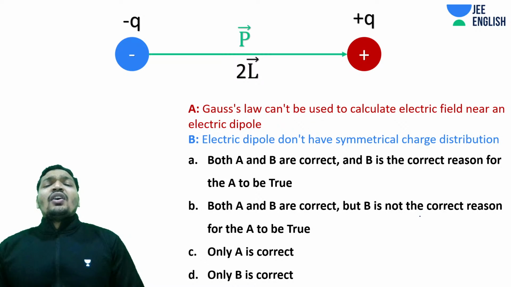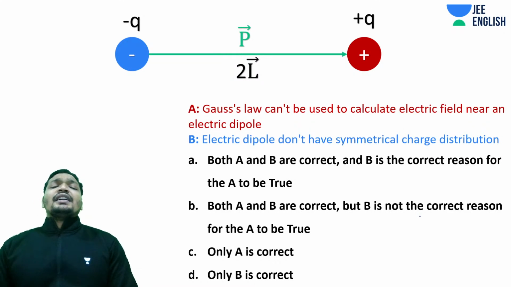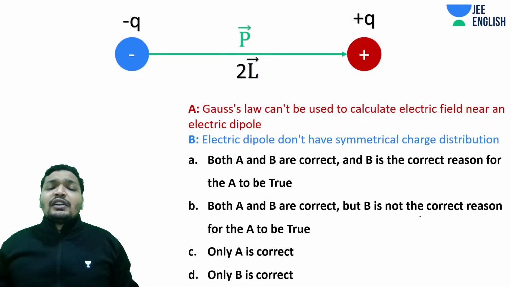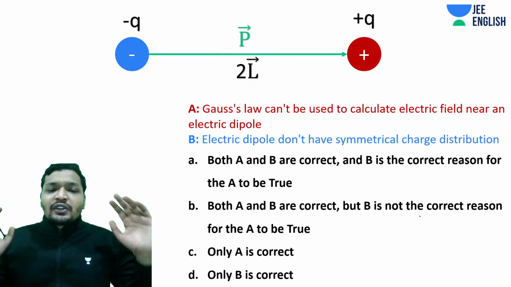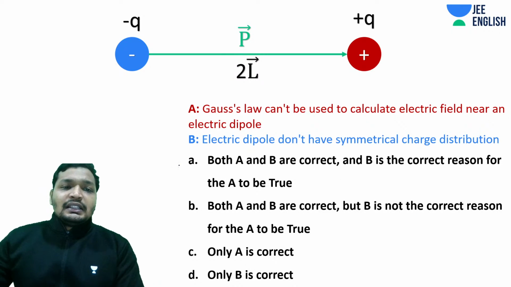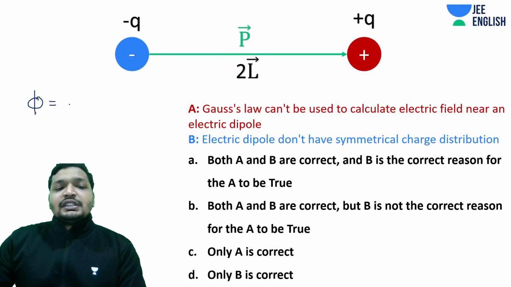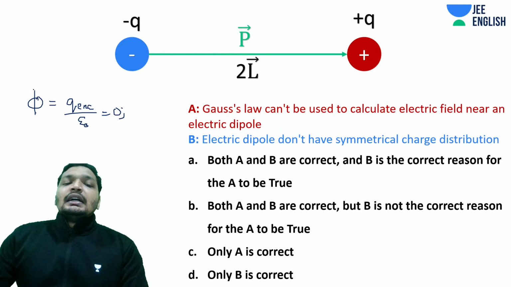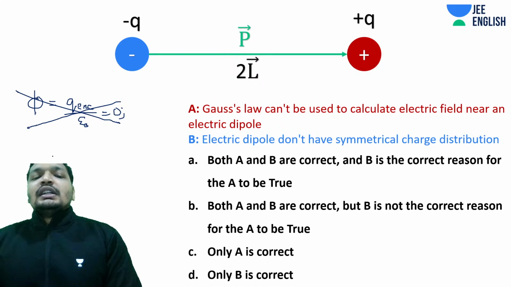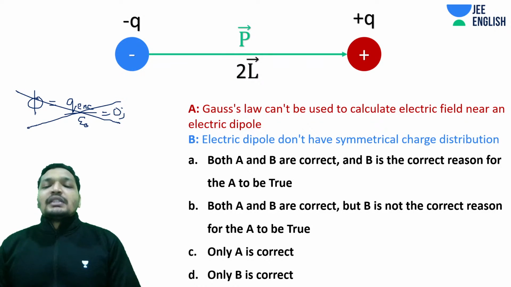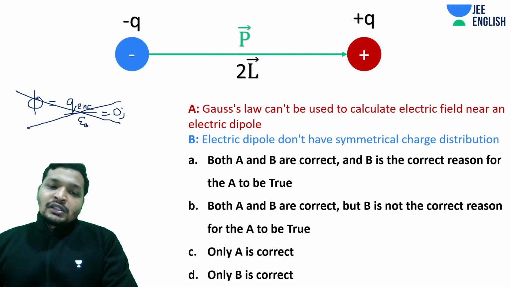But we discussed this. Gauss law can't be used to calculate an electric field near a dipole, because according to Gauss law, if you enclose a Gaussian surface, the charge enclosed is going to be zero, and it would say that phi should be zero, since the charge enclosed is zero. But this is not true in the case of a dipole, even though the charge enclosed is zero. The reason being, an electric dipole does not have a symmetrical charge distribution. So the answer was A.